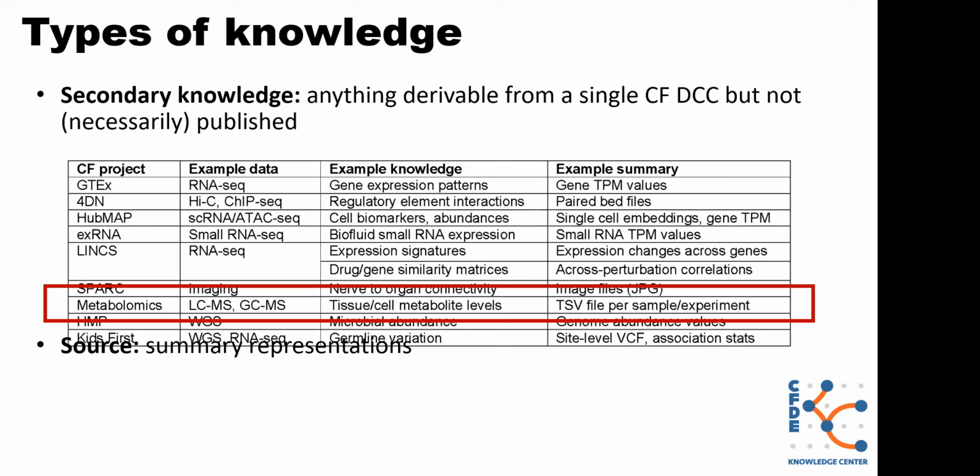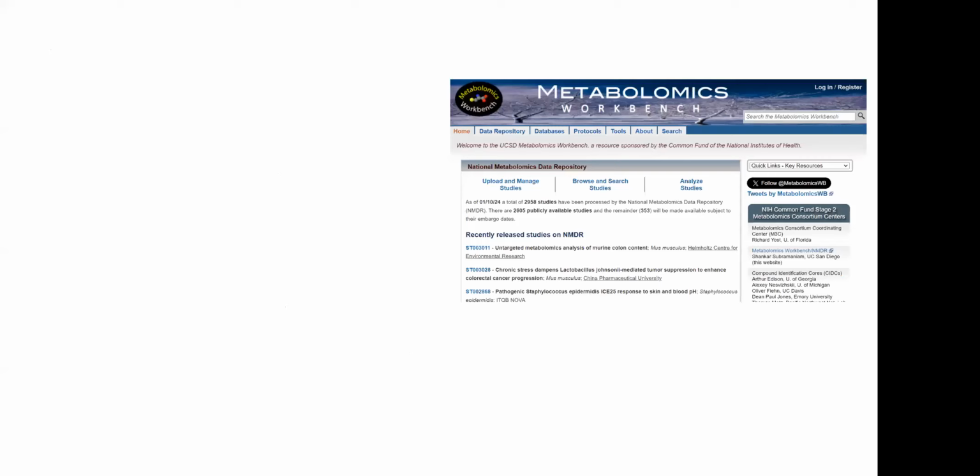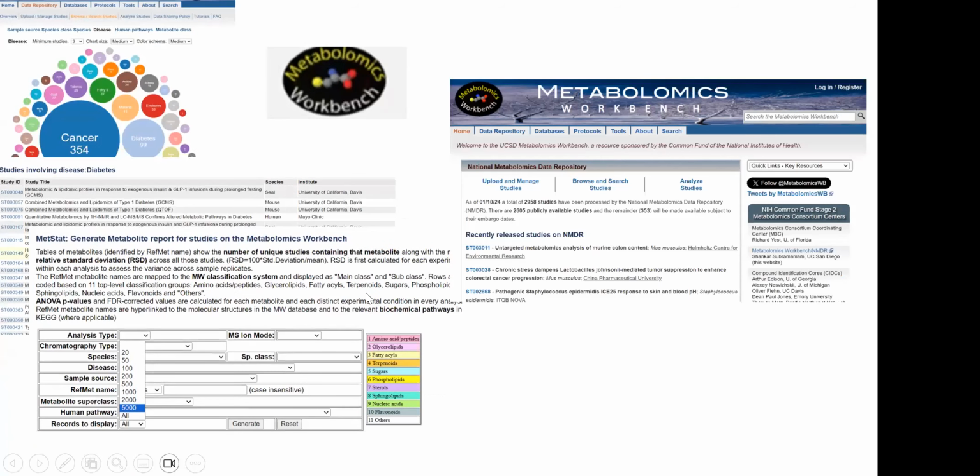So Metabolomics Workbench is a CFDE resource. It's been around for over 5 years, I believe. It's incredibly well resourced. It is the single place that I imagine most of the metabolomics data in the world, as we've learned, is deposited. And you, if you want, can go in, search your favorite disease, get all the studies involving, say, diabetes.